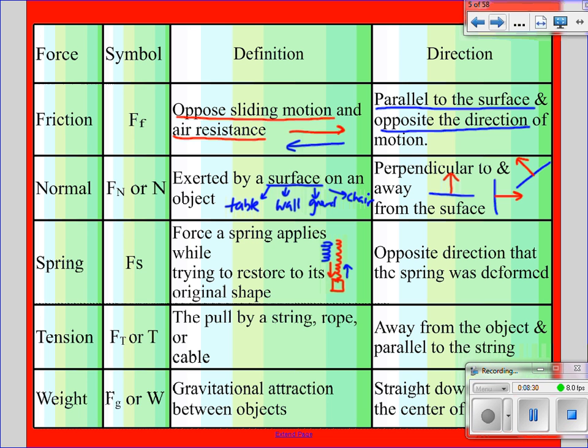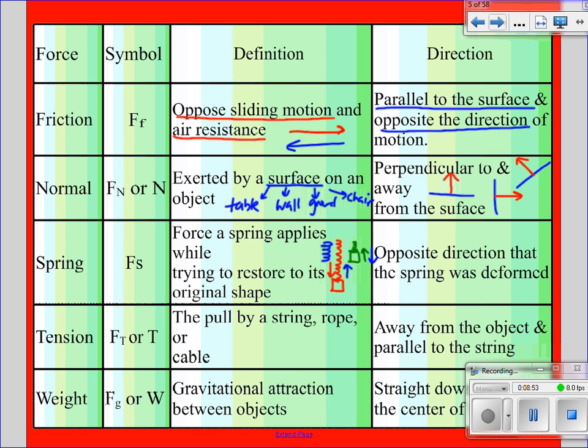What if instead of taking the spring and stretching it, I squished the spring in? So something like this. Okay? I pushed the spring in, so it makes sense that the spring would want to push back out or away. So the force of the spring is always going to be opposite the direction in which the spring was deformed. If it was stretched down, the force spring will pull up.